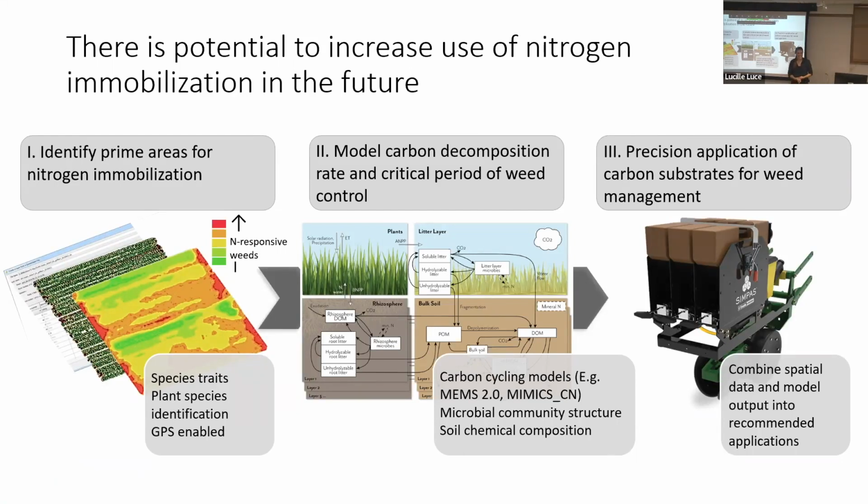Okay, Marvin. So if you use a cover crop for nitrogen immobilization and then you stop, do you get a big flush of nitrogen release, or are you sort of forced into a situation where you have to keep adding carbon for a long time to keep your weeds down?